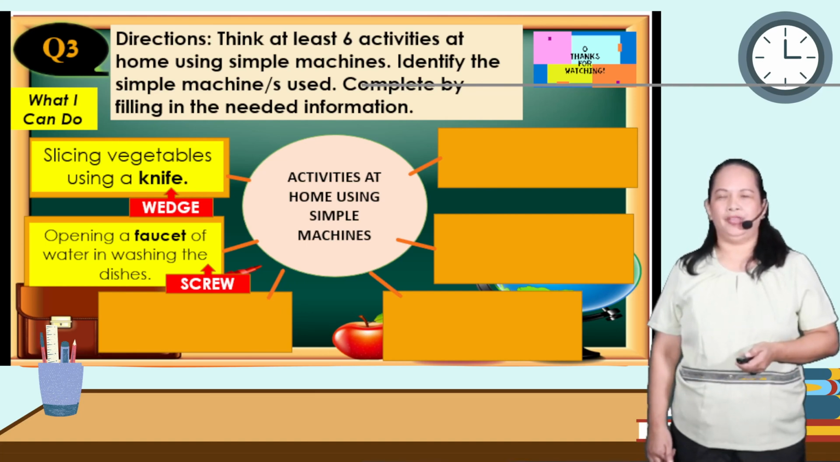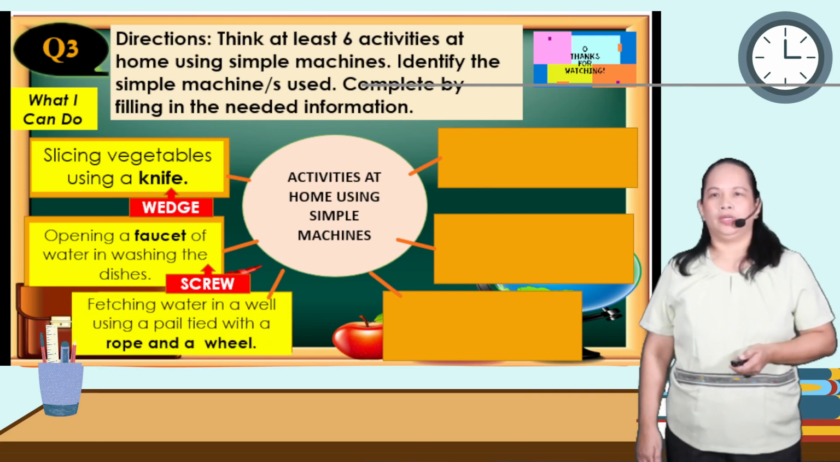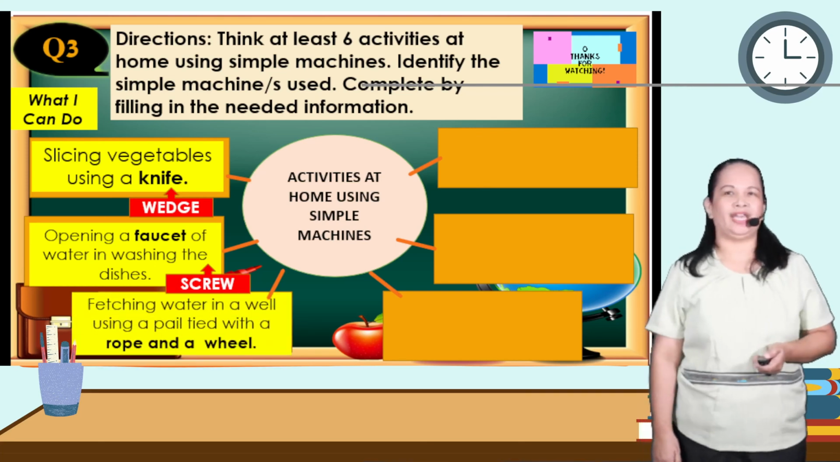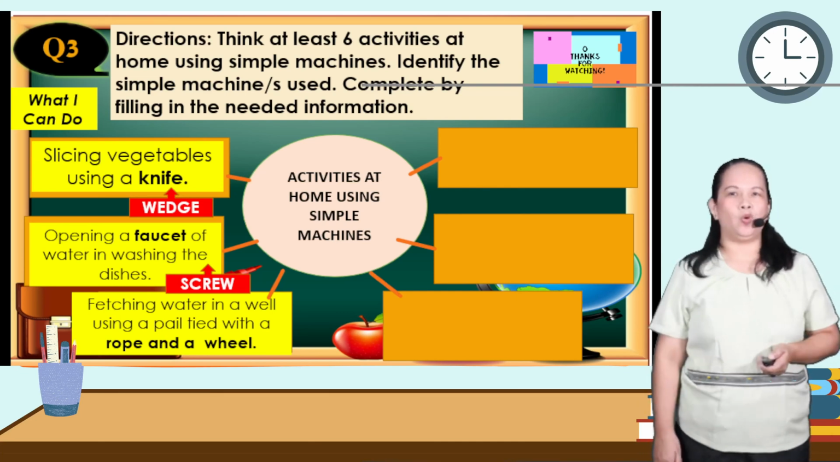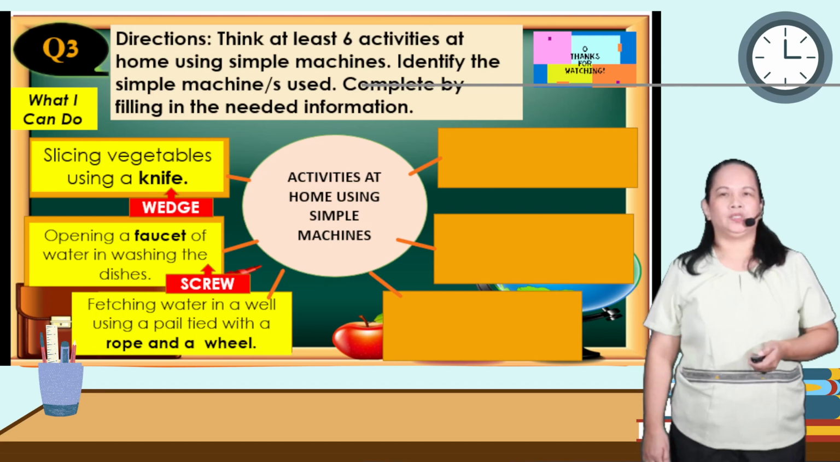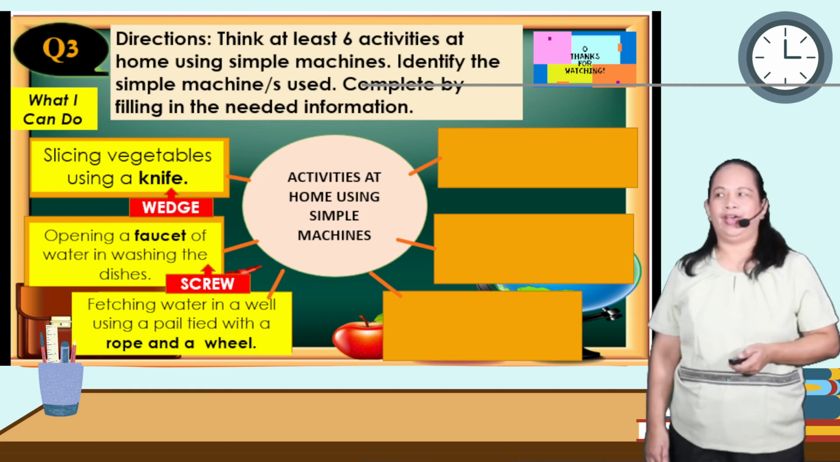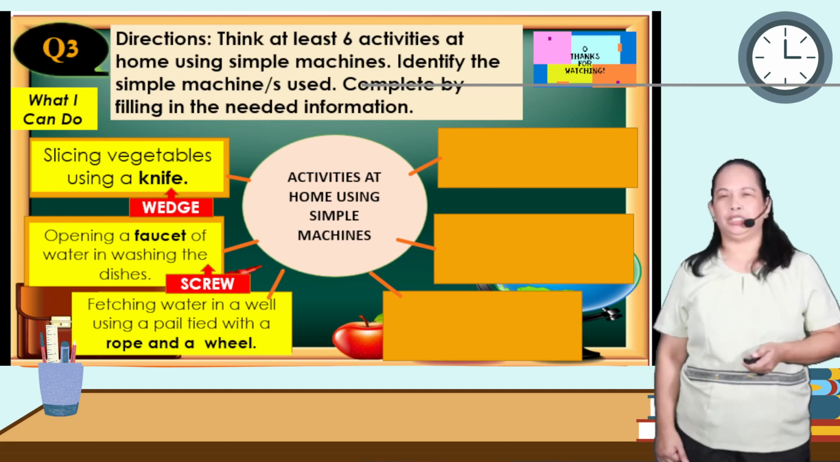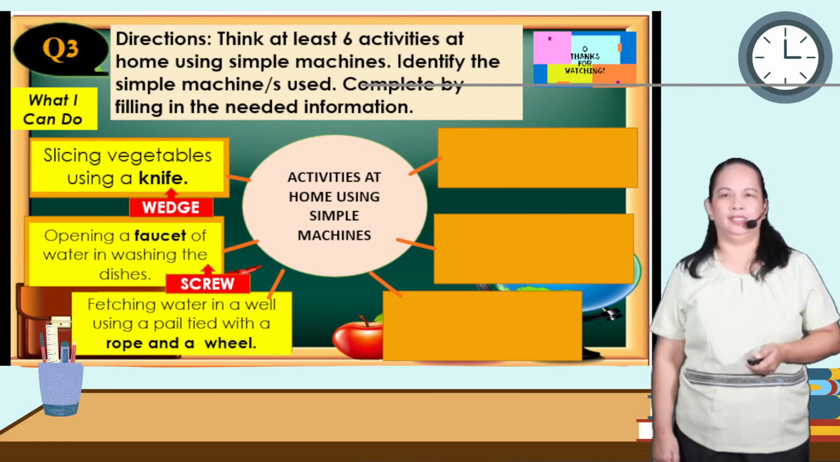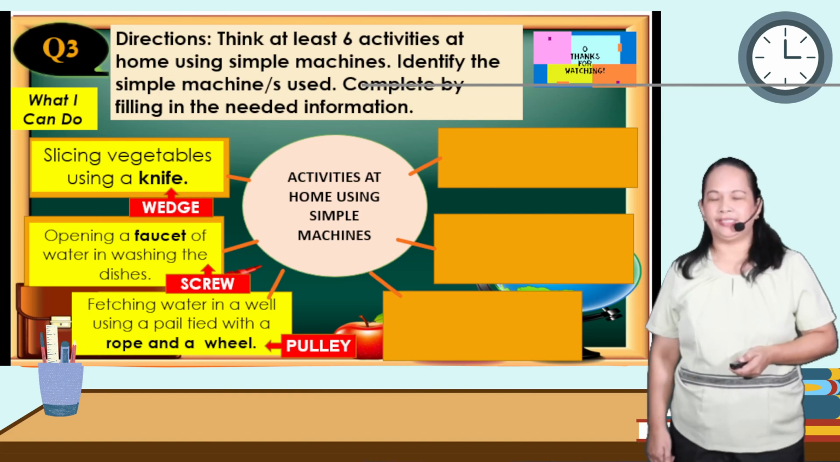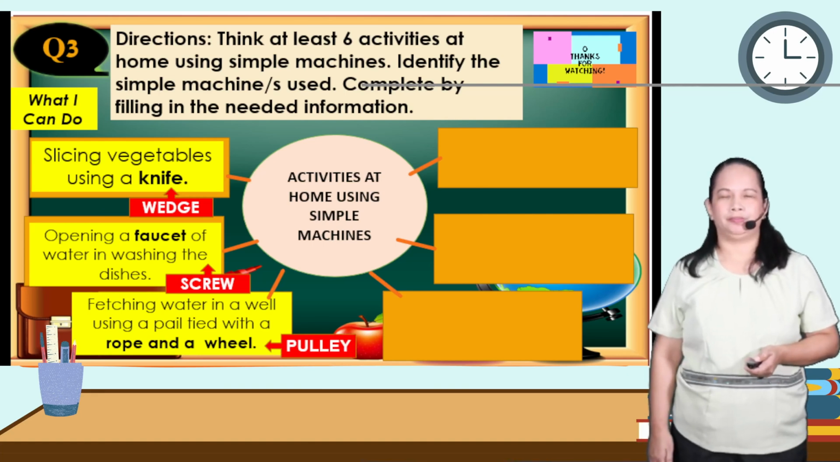Okay, another activity, fetching water in a well using a pail tied with a rope and a wheel. So what is the device or tool or simple machine used? Yes, it's rope and a wheel. That is an example of pulley.